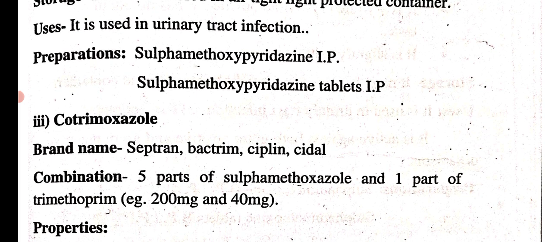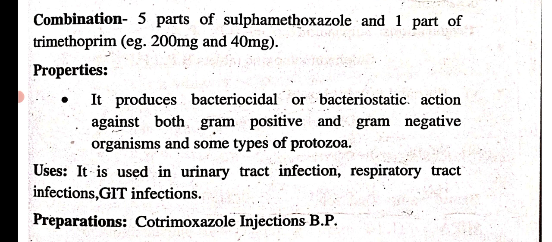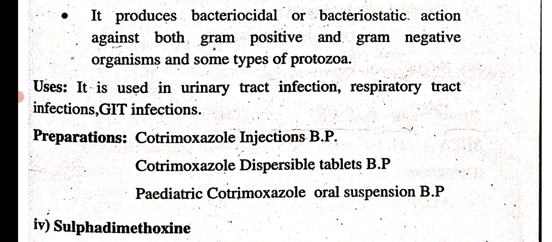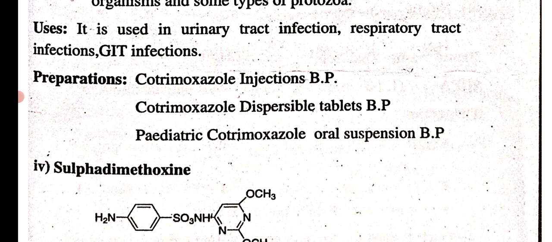The next drug which comes under this category is cotrimoxazole, an isoxazole derivative. Brand names are Septran, Bactrim, Ciplin, and Sidal. It is a combination of 5 parts of sulfamethoxazole and 1 part of trimethoprim. It produces bactericidal or bacteriostatic action against both gram-positive and gram-negative organisms and some protozoa also. It is used in urinary tract infections, respiratory tract infections, and GIT infections. Preparations are cotrimoxazole injection BP, cotrimoxazole dispersible tablets BP, and pediatric cotrimoxazole suspension BP.